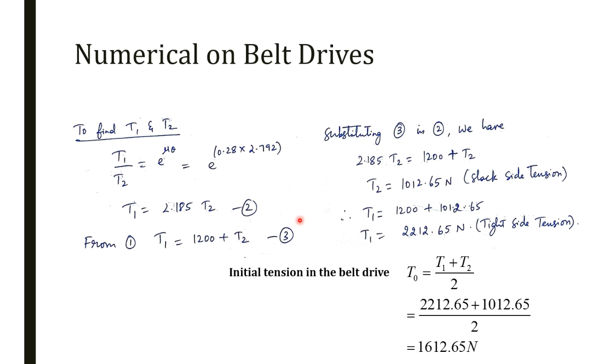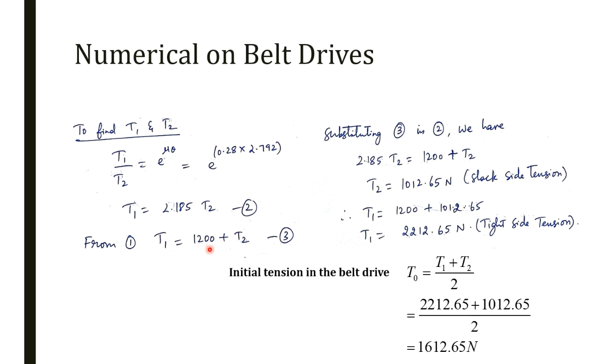So substituting equation number 3, you get 2.185 T2 is equal to... for T1 you are substituting, what is T1? 1200 plus T2, that is what we have substituted. From here you will get T2 is equal to 1012.65 Newton after simplification, that is slack side tension. So T2 is always taken as slack side tension, and then T2 you have got, substitute in equation number 3, then you will get T1.